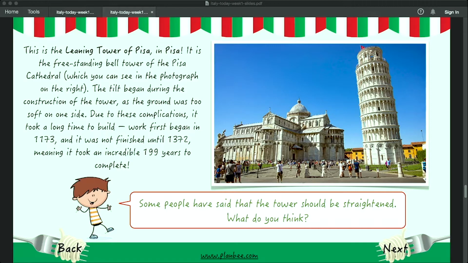It is the freestanding bell tower of the Pisa Cathedral, and you can see the main building of the cathedral in that photo. The tilt began during the construction of the tower, and this was because the ground was too soft on one side. Due to these complications, it took a long time to build. Work first began in 1173, and it wasn't finished until 1372. That means it took an incredible 199 years to complete. Now, some people have said that the tower should be straightened, but what do you think?